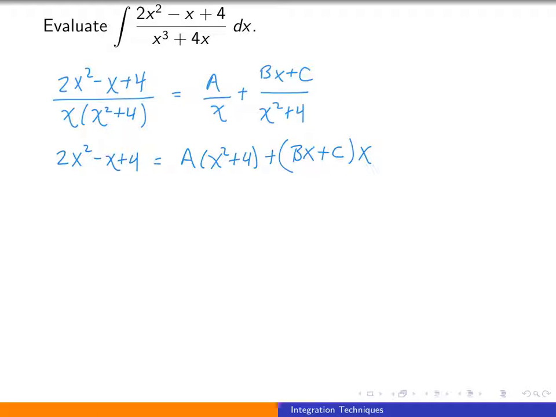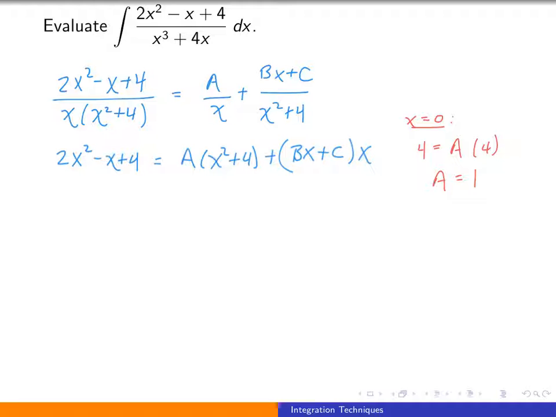Now, the first step here is to plug in any intelligent choices of x that will allow us to immediately solve for one of our constants. And corresponding to any linear term, we will always have an intelligent choice. If we plug in x equals 0, we can solve for A. So if we let x be equal to 0, we end up with on the left-hand side a 4, and on the right-hand side A times 4. So we know that A is equal to 1.